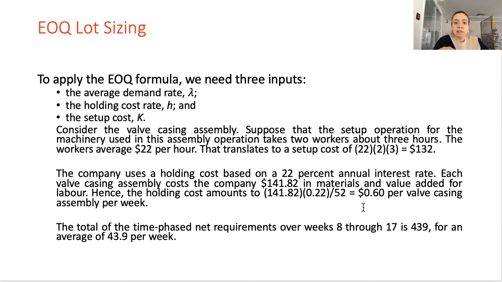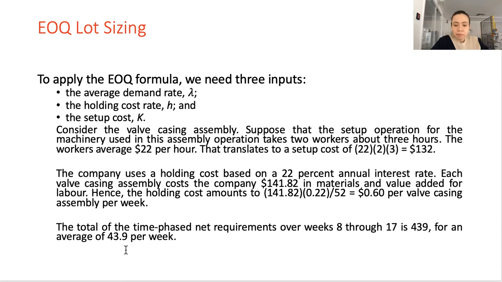And lastly, we need an average demand rate lambda, and we check the net requirements over weeks 8 through 17, and it is 439. We divide this by 10 to obtain the weekly demand rate, and we obtain 43.9 units per week.